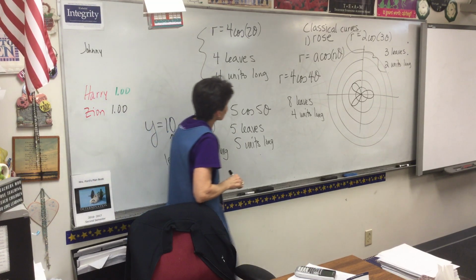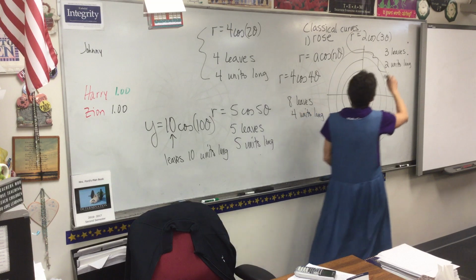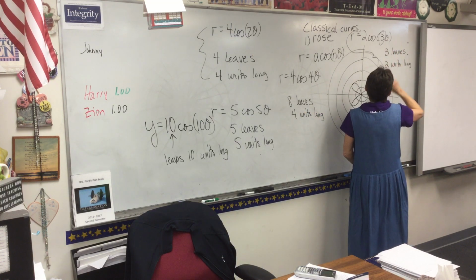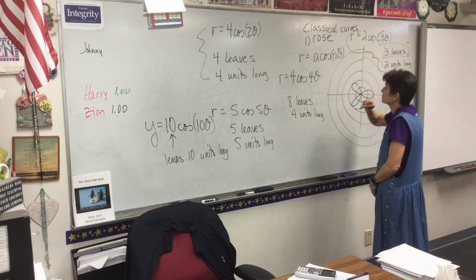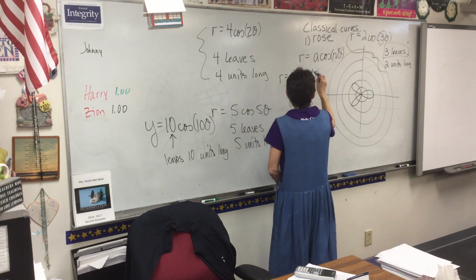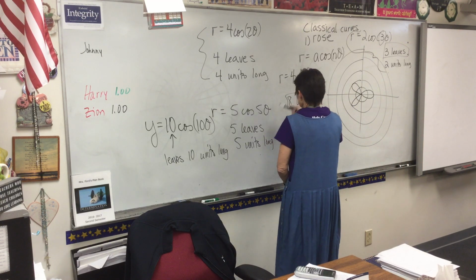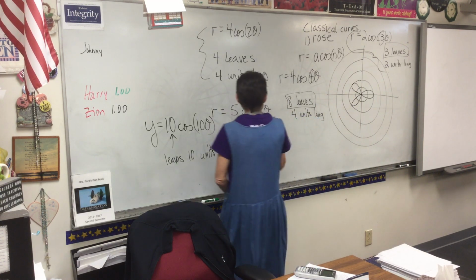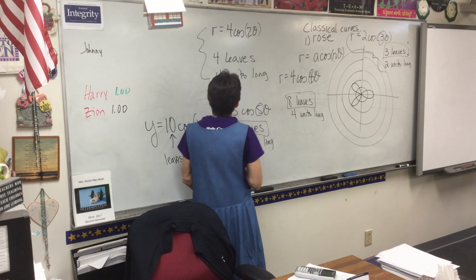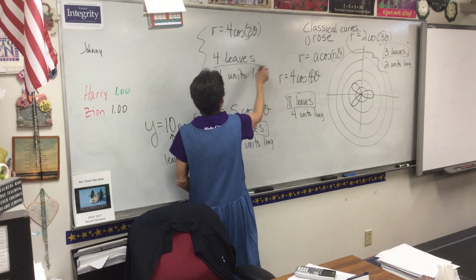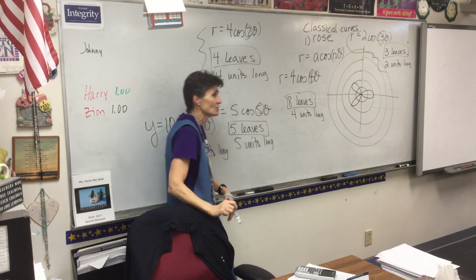Okay, now let's look at this other number. When it was a 3, there were 3 leaves. When it was a 4, there were 8 leaves. When it was a 5, there were 5 leaves, and when it was a 2, there were 4 leaves. Anybody see a relationship there?